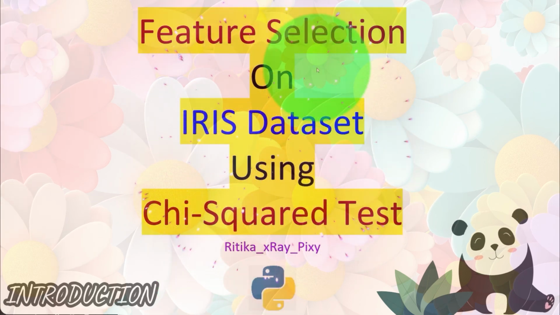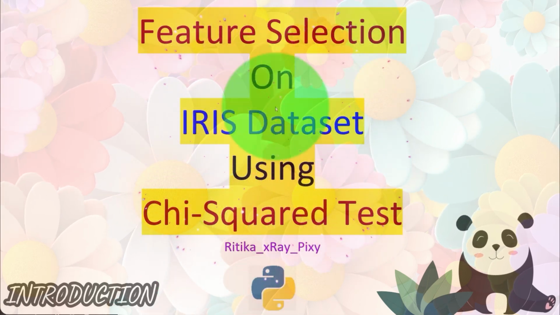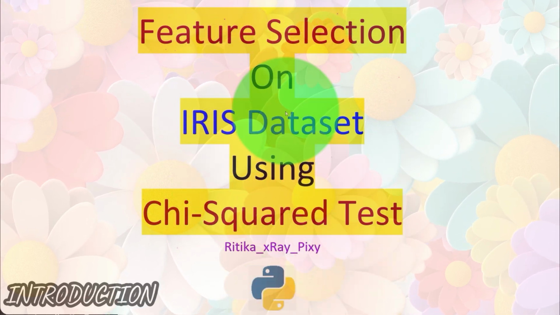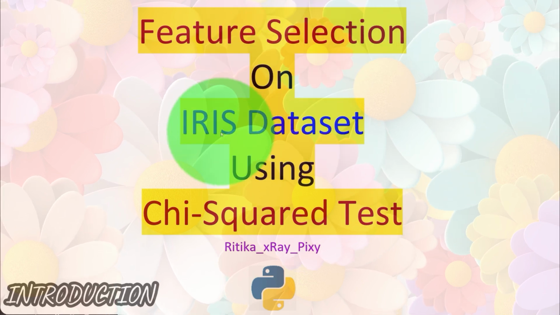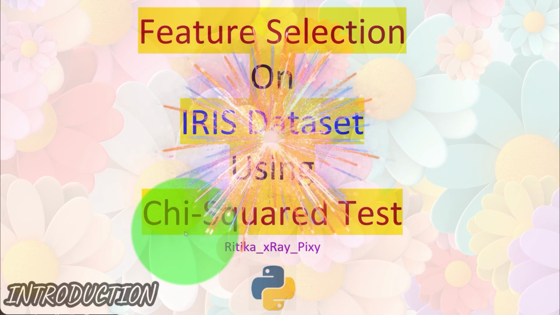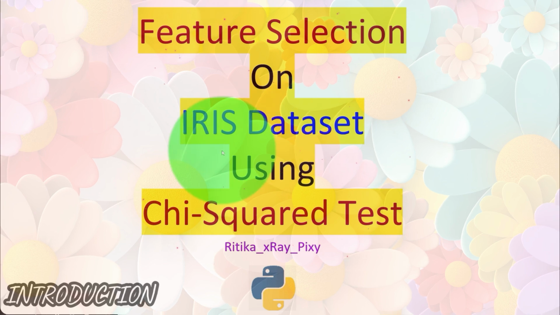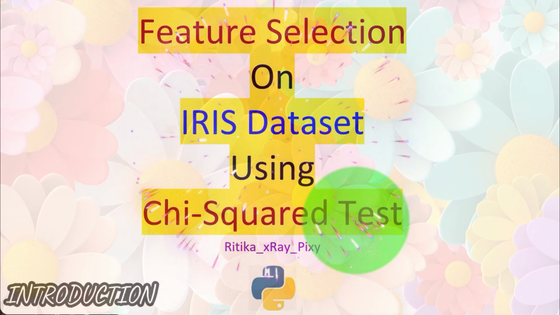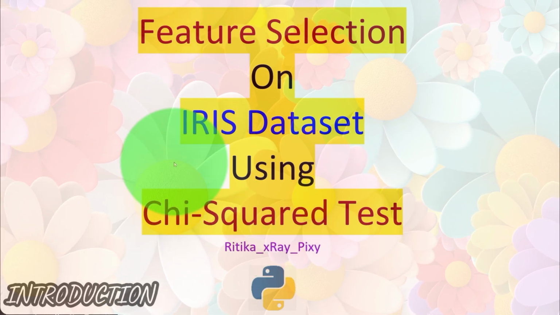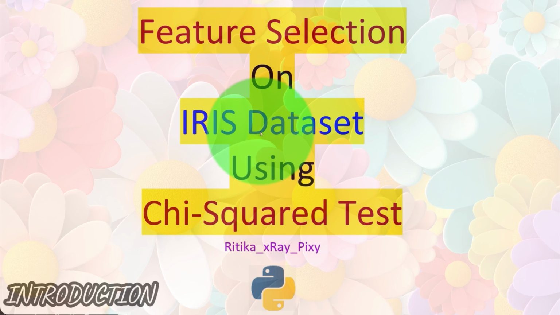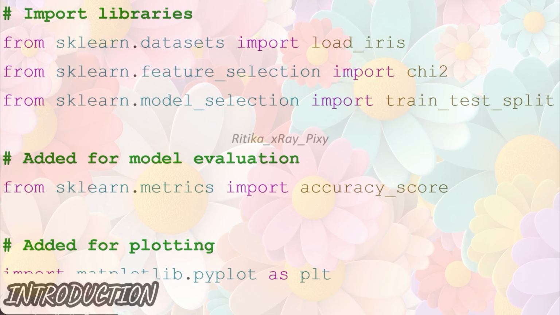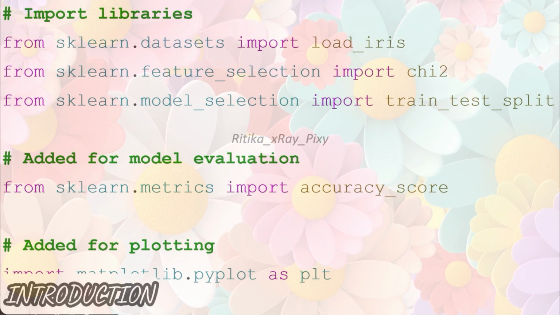In this video, we will perform feature selection on the IRIS dataset using the chi-square test in Python. Here you can see we are doing feature selection. The dataset we used here is the IRIS dataset, and the method that we are using for feature selection from this dataset is the chi-square test method. Instead of this method, you can use another method, and instead of this dataset, you can use another dataset. Now step by step, we will try to understand how we can perform feature selection using this method in Python.